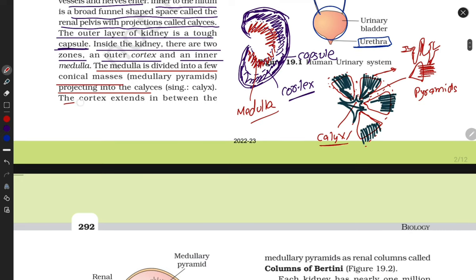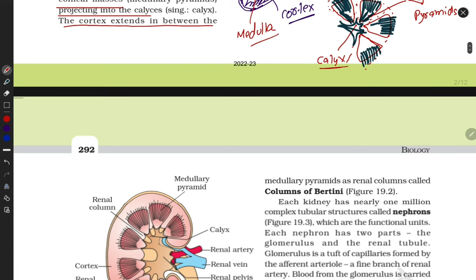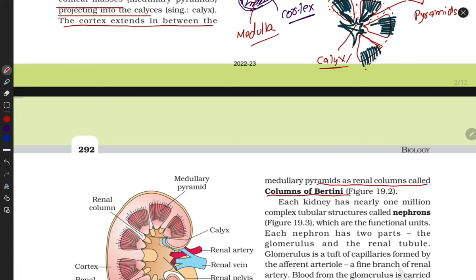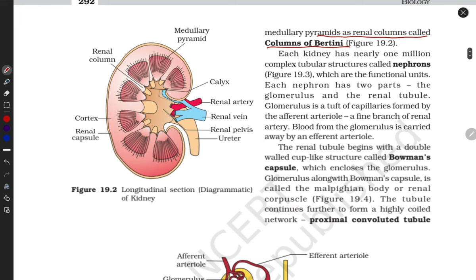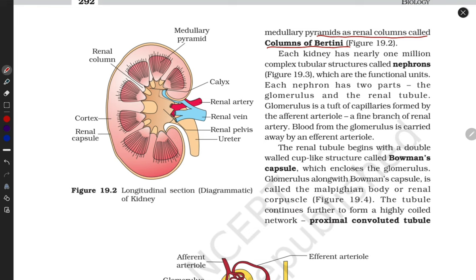Clear? The cortex extends in between the medullary pyramids as renal columns called columns of Bertini. Look here, what a beautiful diagram. Here are the renal columns and these are the calyces. The outer part is the cortex and the inner part is the medullary part. Clear? Now, look at the calyx region. This is the calyx part.